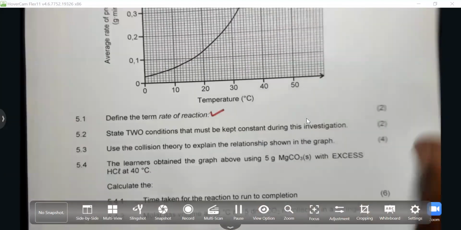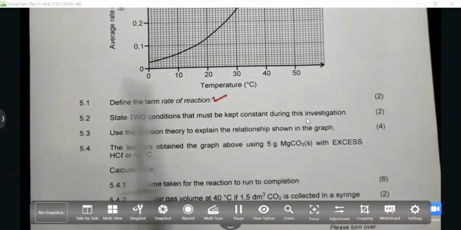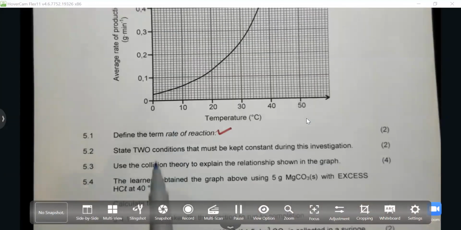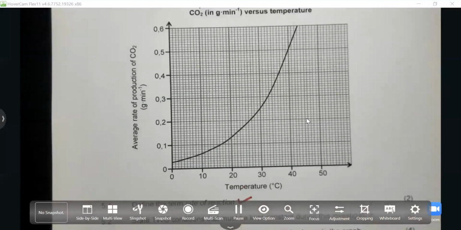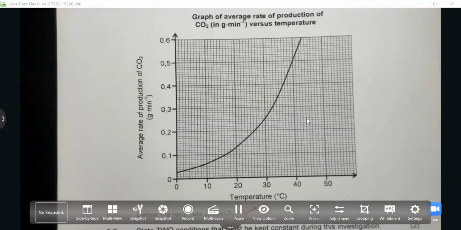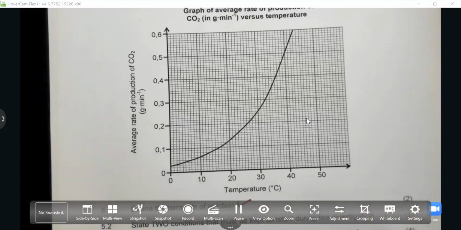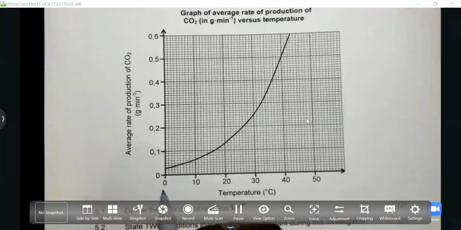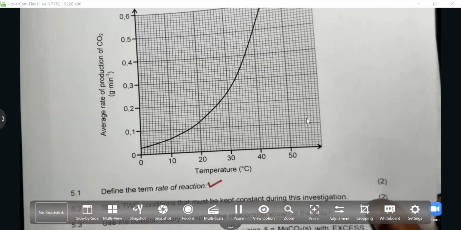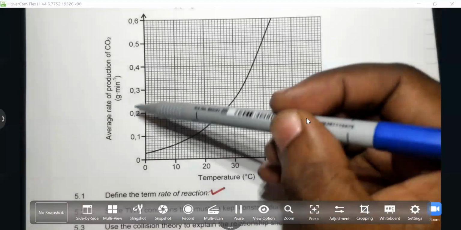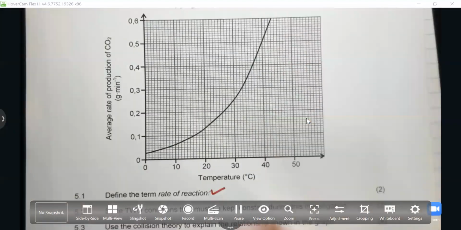And then if we look at question 5.3, they're asking you to use the collision theory to explain the relationship shown on the graph. Okay, so let's look closely at this graph. What's happening on this graph is that I start off at a temperature of zero and I'm measuring how much CO2 is formed per unit time, in this case, per minute. So this is the mass of CO2 that is formed per minute.